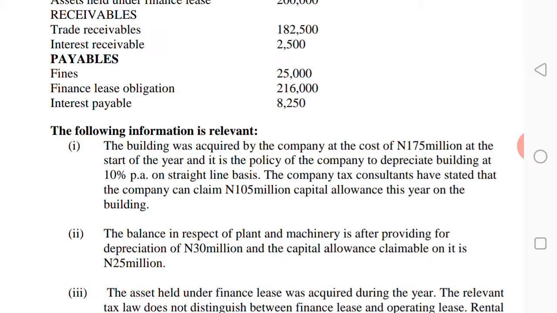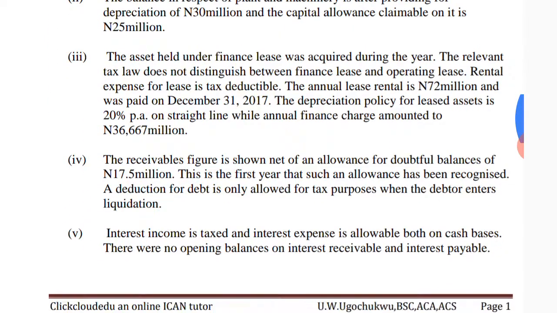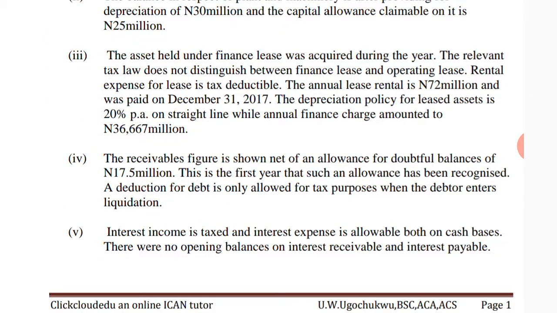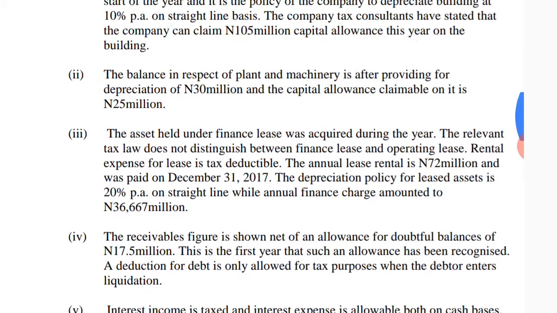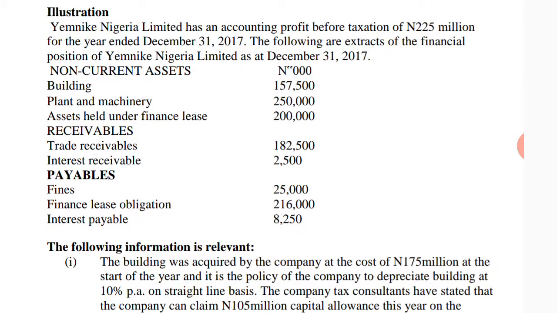So disallowable income will be deducted because it's not a cash item. Look at it. We are told here that the income tax and interest are both on a cash basis. So for tax basis they are on cash basis, but here we are given that the interest income is interest receivable. When you say it is receivable, it means it is not cash, it is accrual. So the interest receivable is also disallowable income.